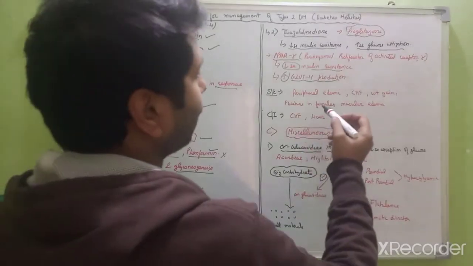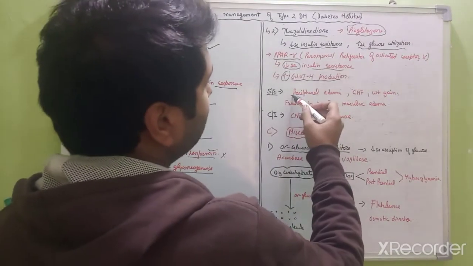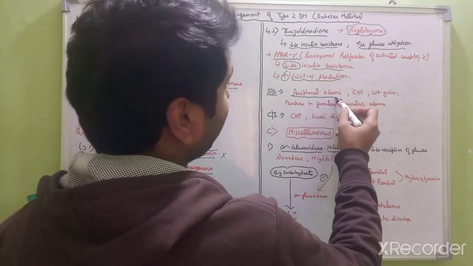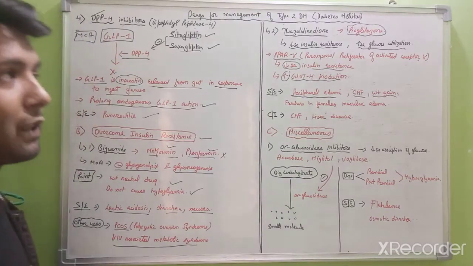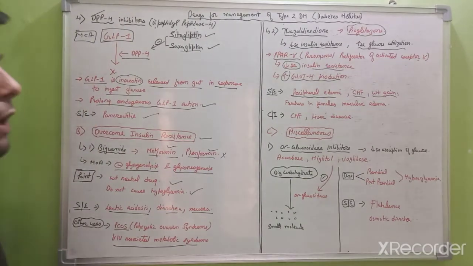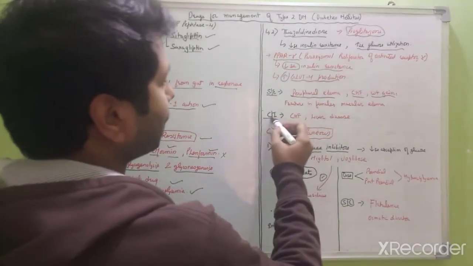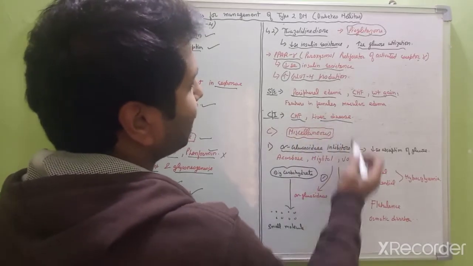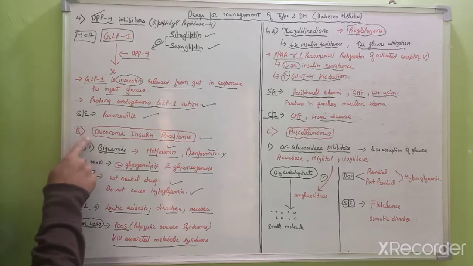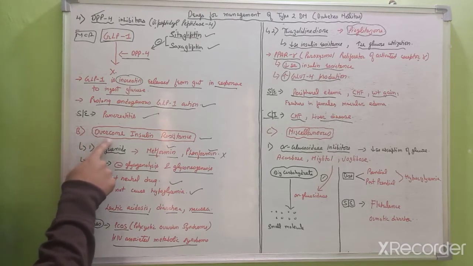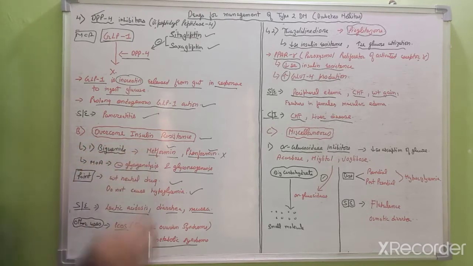The side effects of this drug are peripheral edema, CHF, and weight gain, and it also causes fractures in females. This drug is contraindicated in CHF and liver disease. So this is about the second class of drugs, which overcome insulin resistance.